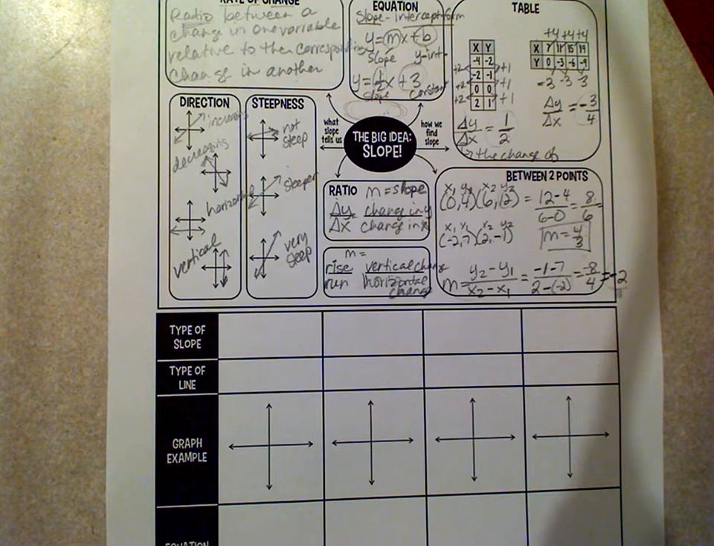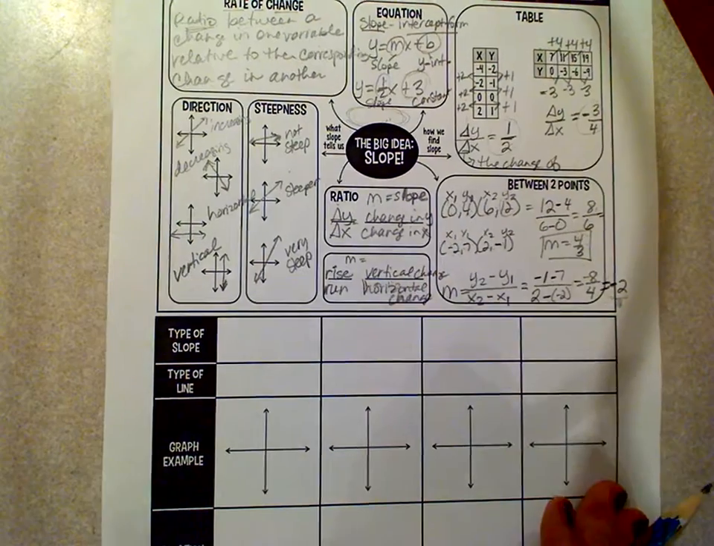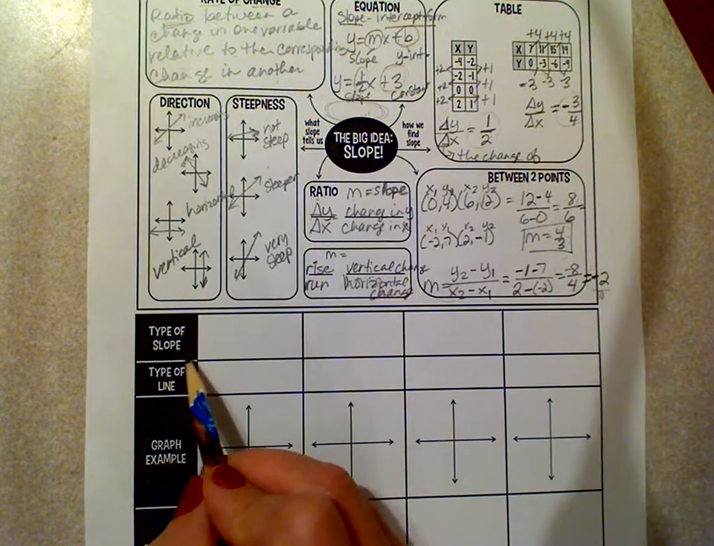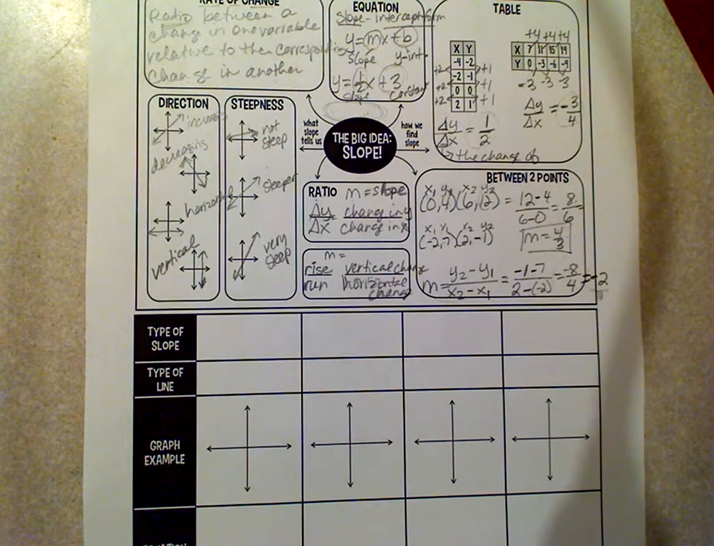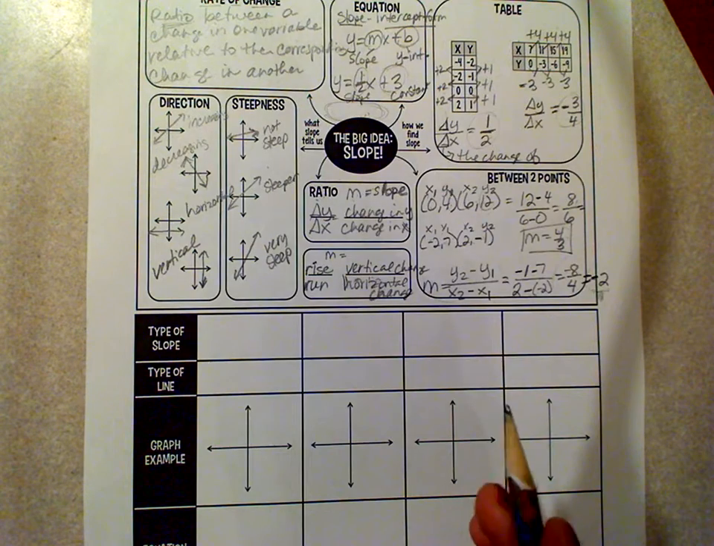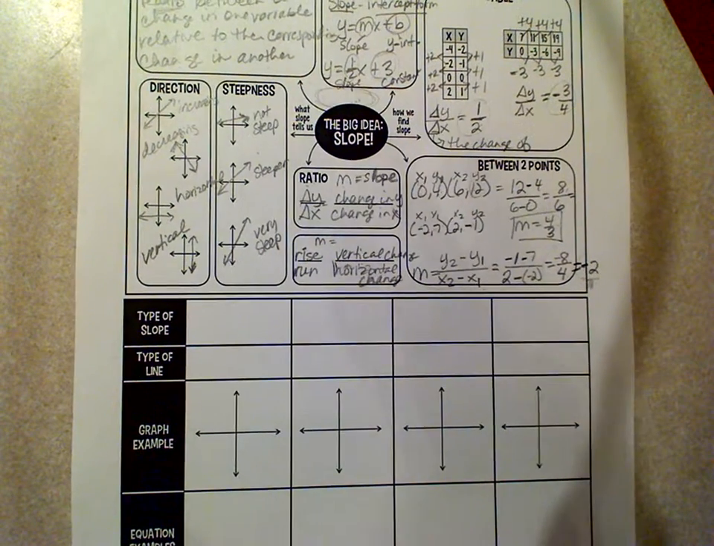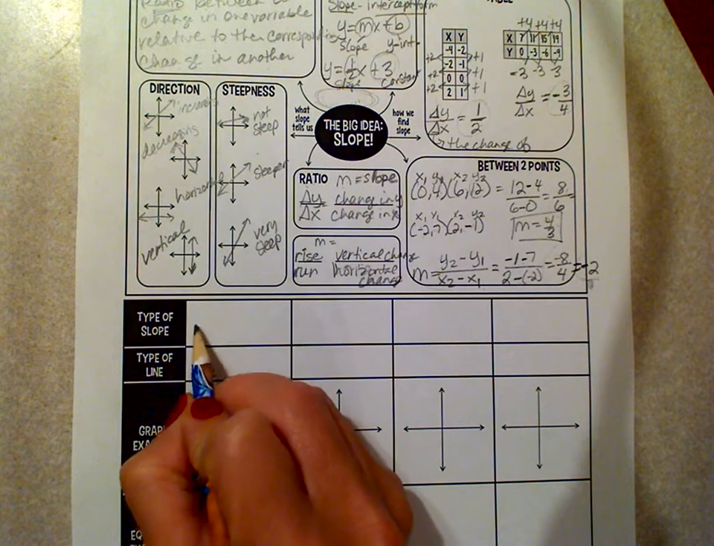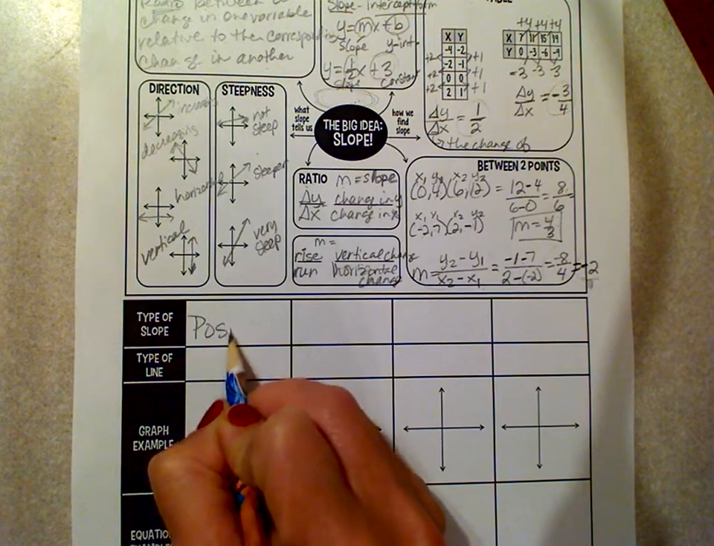Okay, so this is the second video of the slope notes. We started here with the type of slope. There are going to be 4 types of slope that you will be asked about, and you'll be able to recognize and determine what type of slope it is. The first one is a positive slope.